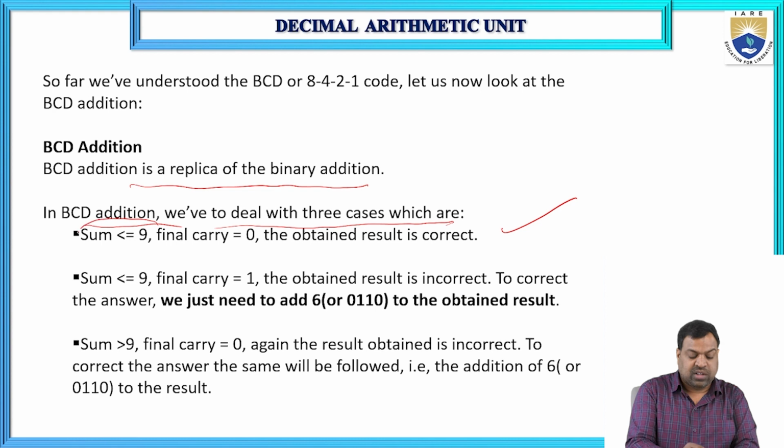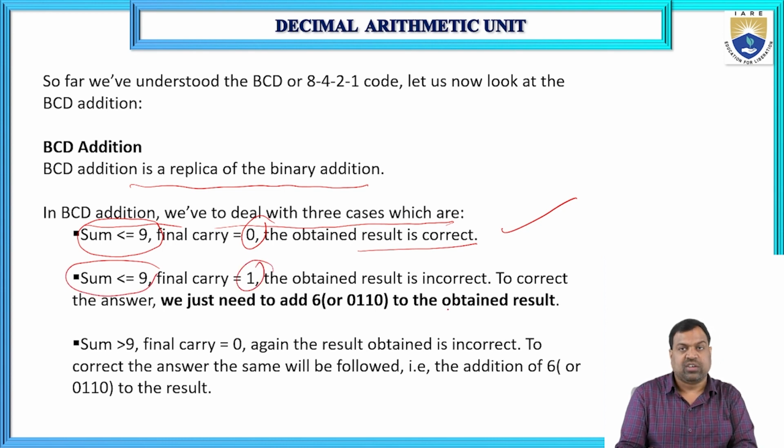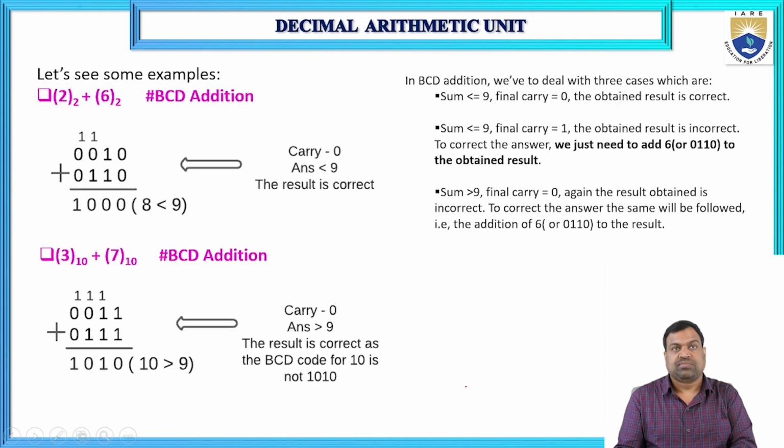Okay. What is the first condition? Sum is less than or equal to 9 and carry equals 0 means it is correct. But if the sum is less than or equal to 9 and we are getting a carry, it is not a correct answer. So to correct the answer we have to add 6 to that number. And if the sum is greater than 9 and the carry equals 0, it is also incorrect. To correct this, what do we have to do? Add 6 to this one.